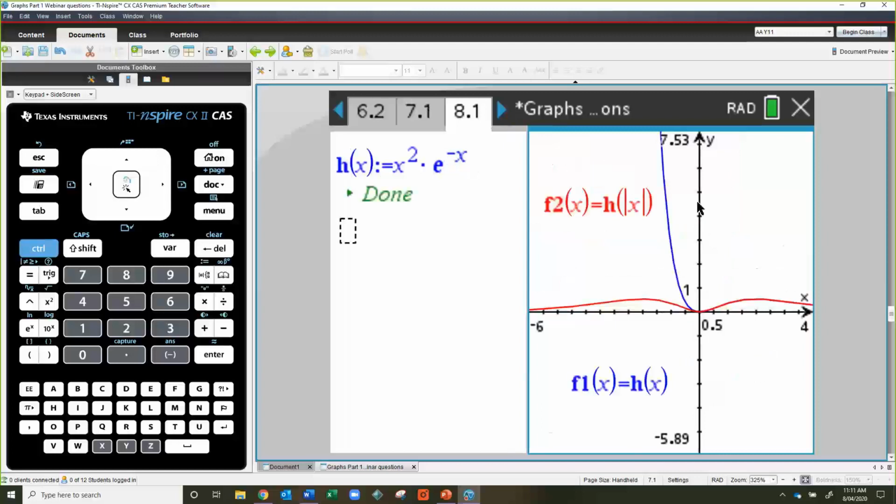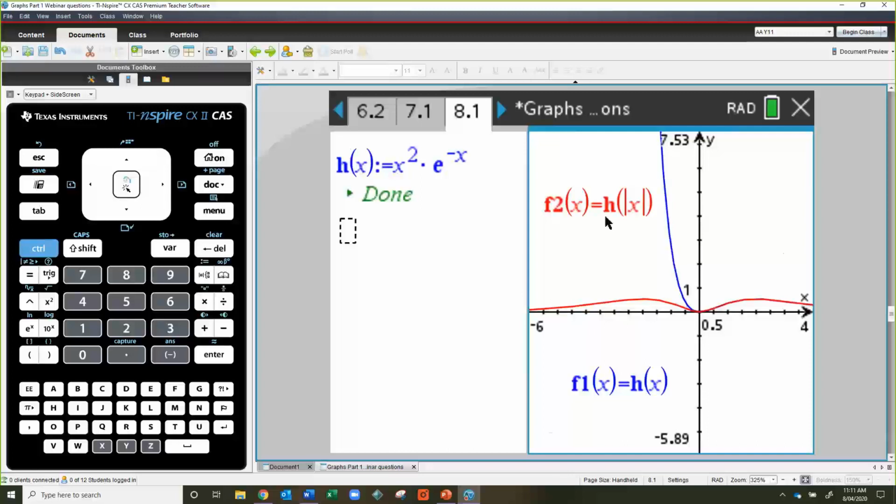If we now look at h in modulus x, this time my function is x squared e to minus x. That's the blue graph here. So what happens if I now draw h in modulus x? As I can see, whatever was positive, this blue part stays, and the blue part gets reflected in the y-axis. Whatever was to the left of the y-axis totally disappears.